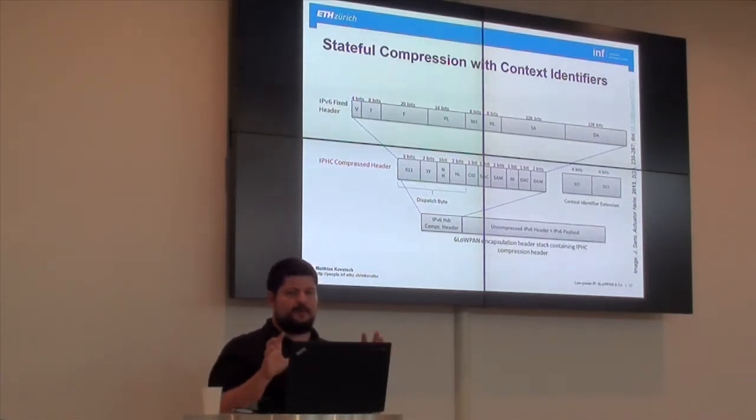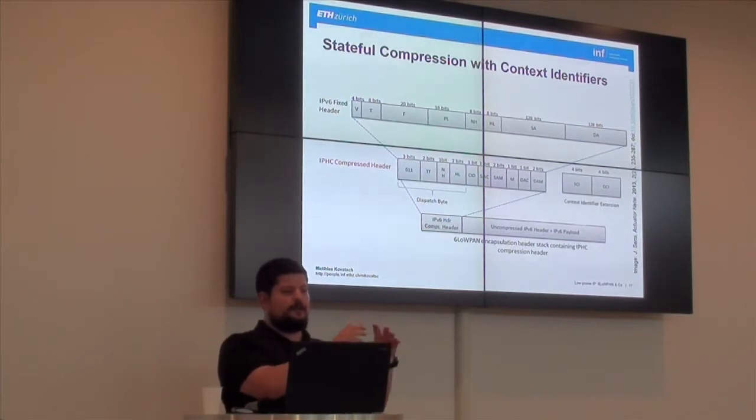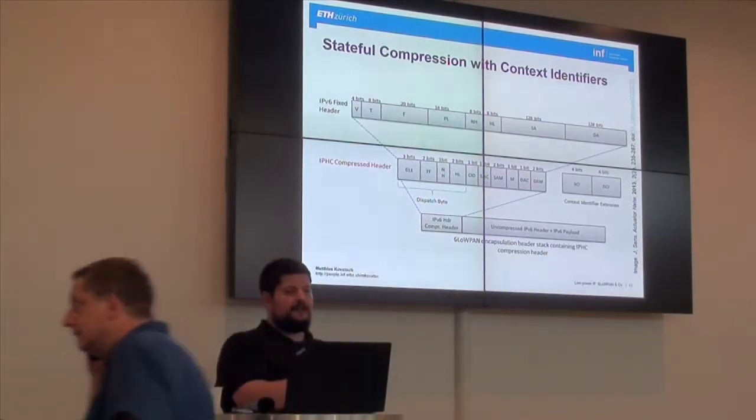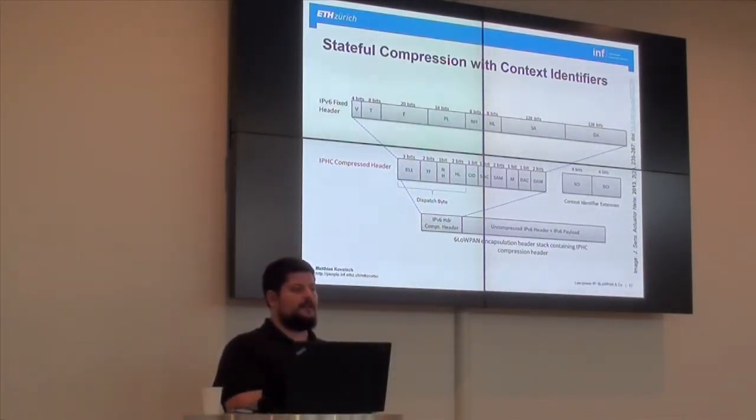Maybe if I wasn't that clear, the border router does all this work to actually blow up to the full header again. So something comes from the internet with the full headers, the border router then applies 6LoWPAN compression, and the smaller headers go down into the LoWPAN, and the other way around if you want to go from the LoWPAN to the internet.